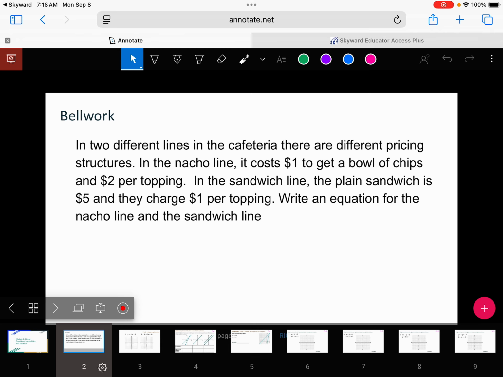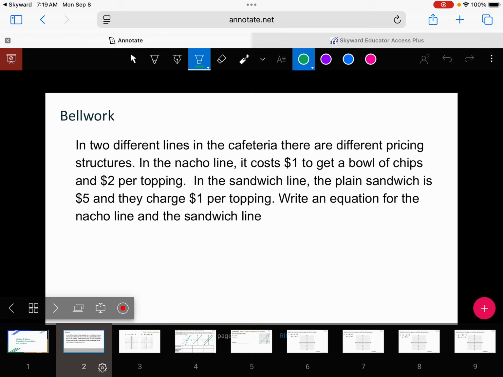Let's start taking a look at this. We have here two different lines in the cafeteria with two different pricing systems, one for nachos and one for sandwiches. And we're going to see if we can write equations for each of those lines. So, what can we do? We want to write an equation for the nacho line and an equation for the sandwich line.